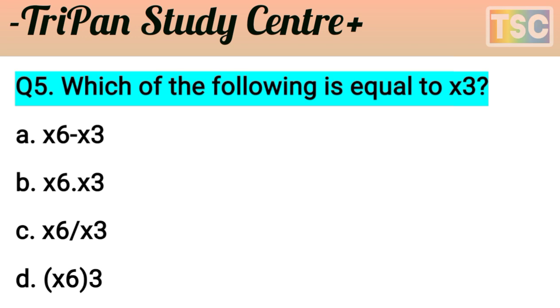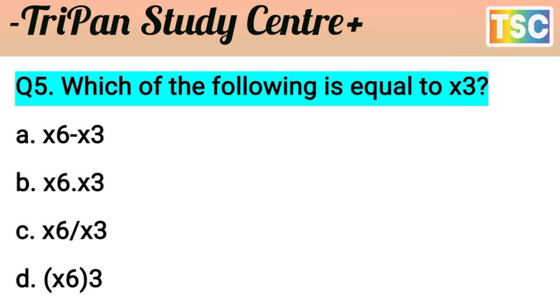So the remaining one is option C, which is the most important. The option is x^6 upon x^3. Upon means divide, and divide means the powers subtract. So 6 minus 3 is equal to x^3. It means C is the correct answer. x^6 upon x^3 is equal to x^3. C is the most important option for this question.